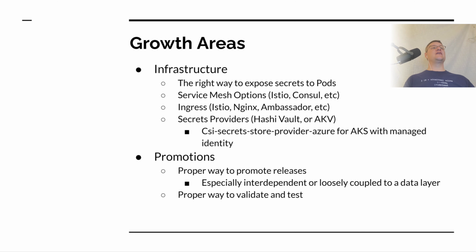Ingress. Early on, we did Nginx. I think a lot of people do. But then if you have Istio, Istio can let you do Ingress. And I've now become kind of a fan of Ambassador. So there's a lot of answers for how you do Ingress. Again, secrets providers, a lot of secrets providers. In fact, if you're all in on Microsoft, you can use the CSI Secret Store Provider Azure to install an actual CSI so your pods can directly engage with AKV, but then you're kind of married into Azure.